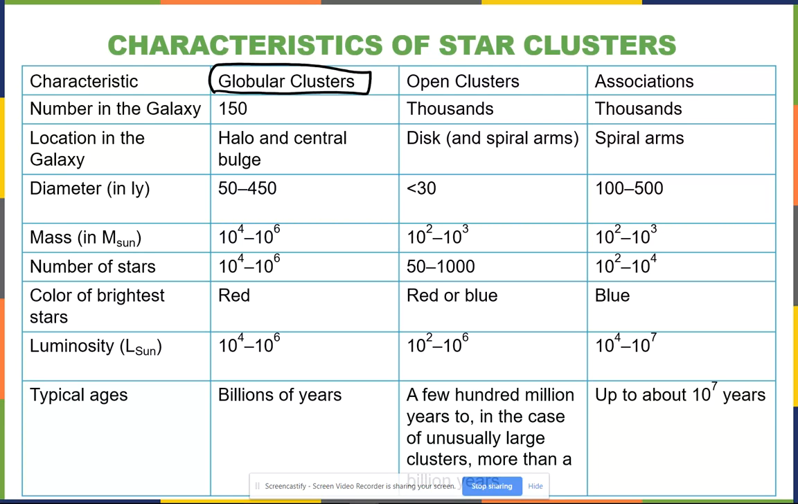The diameter, the size: you see that the size of the globular clusters is much bigger than the size of the open clusters. And the associations I thought were a similar size to open clusters, I'm clearly wrong. The mass of the globular cluster is much more because you have many more stars. The colors of the brightest are red for globular clusters. What does red tell you about a star?